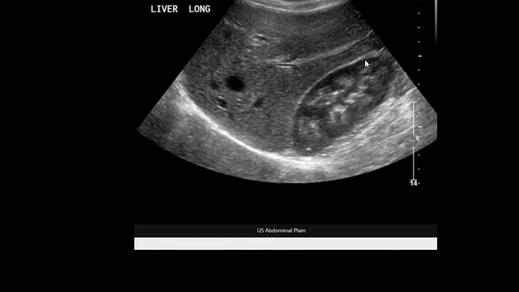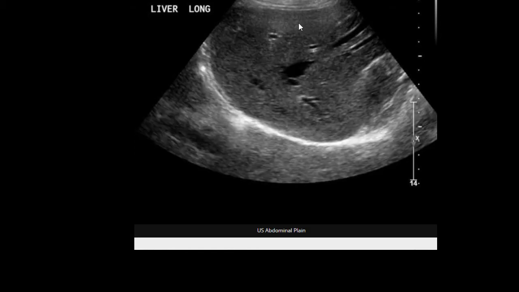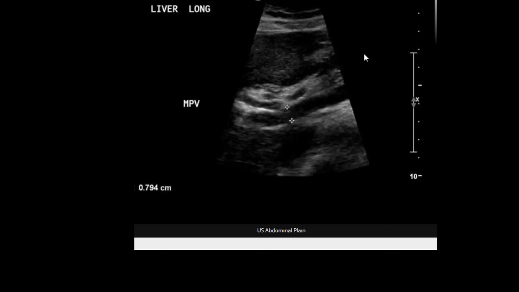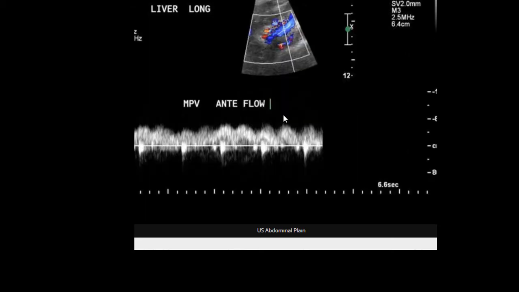We get a sort of scout view of the right kidney and Morrison's pouch over here, and the kidney demonstrates normal cortical medullary differentiation. It's normal in size, there's no focal abnormality, there's no free fluid within Morrison's pouch. We haven't seen any focal hepatic mass, and again, we have the diaphragm here, and the liver looks pretty normal. Here we're looking at the main portal vein. It's normal in caliber, and on spectral analysis, we have normal phasicity of the main portal vein.